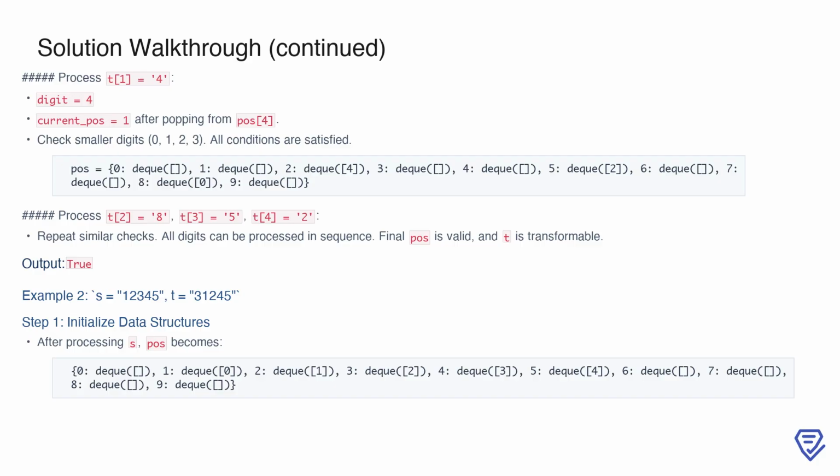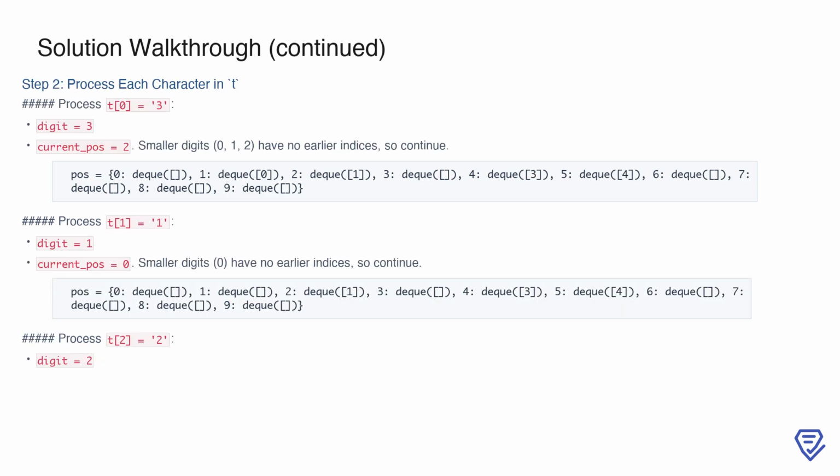Next, we process the remaining characters in T: T[2] equals 8, T[3] equals 5, and finally T[4] equals 2. For each digit, we perform similar checks. All conditions are satisfied, and every character in T is successfully processed. Therefore, the output for this example is true, meaning T can be transformed from S using the substring sort operations.